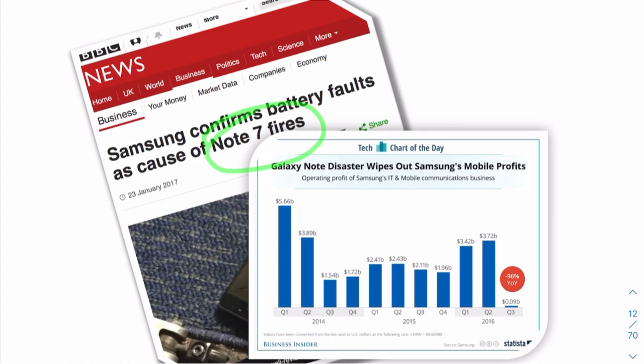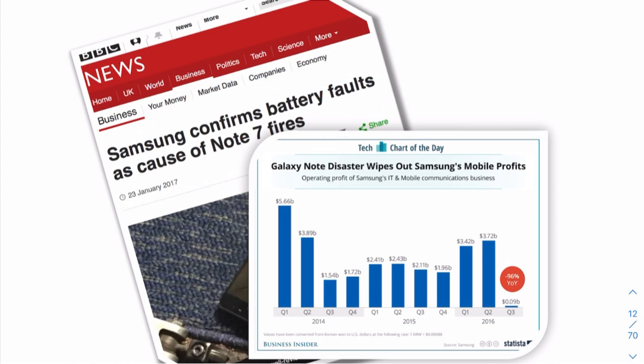Very soon afterwards, reports started coming in the news of the battery exploding or the battery catching fire. And these battery faults were a huge PR disaster for the company. Look at the company profits from 2014 up to 2016, and they completely collapsed at the end of 2016, to near zero as a result of that battery fiasco.